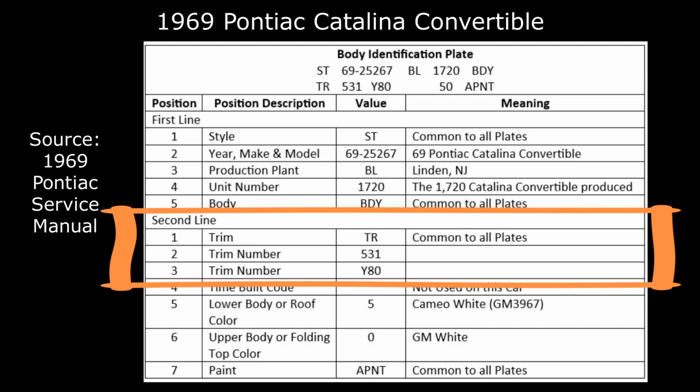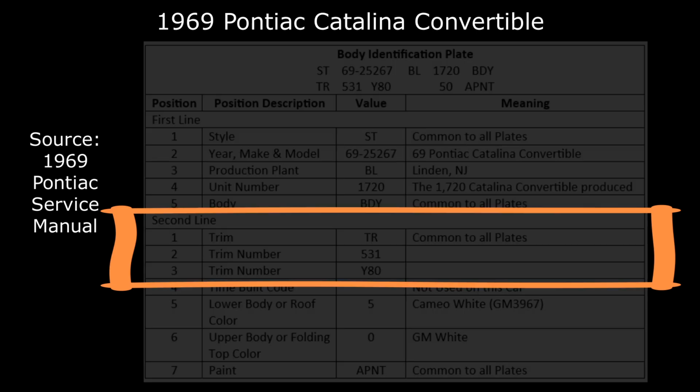531 is a trim number. This either specifies the type of glass installed on the car or the interior color. If it were the glass, 531 indicates all windows were soft gray glass. Y80 is an additional trim number. Before we define it though, let's look at the build sheet.